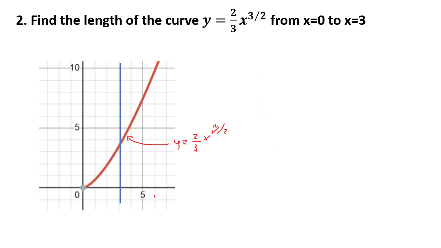Find the length of the curve y equal to 2/3 x to the power 3 halves from x equal to 0 to x equal to 3. So your solution: y equals 2/3 x to the power 3 over 2.